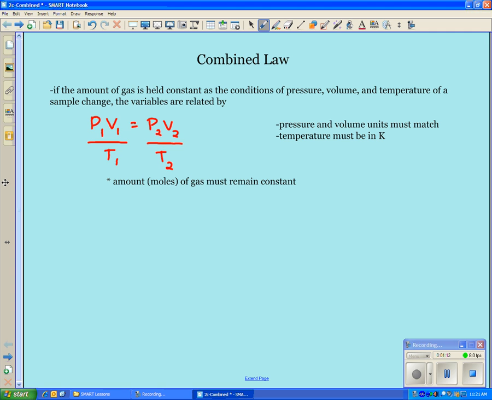Just like before, pressure and volume units must match each other within the question. So if you have kilopascals for one pressure and you've got millimeters of mercury for the other, one of them has to be converted. Temperature, again, must be in kelvins. We always have to work on the absolute temperature scale. And again, amount or moles of gas must remain constant. So our last variable, moles, has to stay the same for us to use this combined gas law.